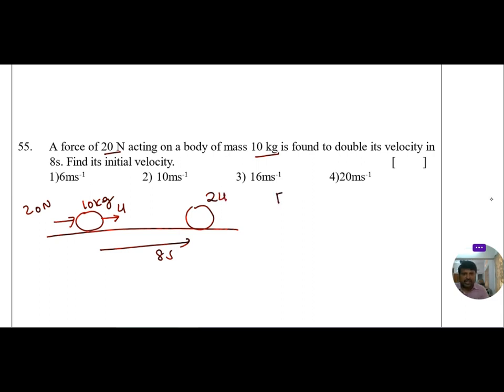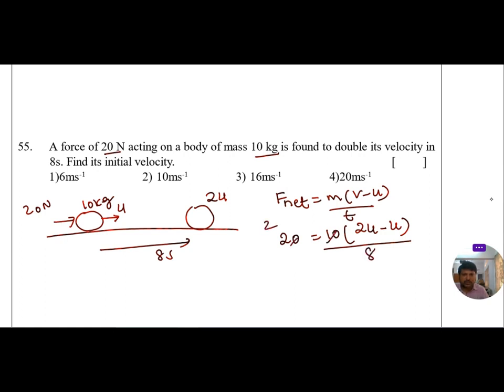So we know very well, according to Newton's second law of motion, F net equal to rate of change of momentum. We can write that as m of (v minus u) by t. Substitute here in the place of force 20 Newton, mass 10 kg, final velocity is 2u, initial velocity is u, time taken is 8 seconds. 10 1 10 2, so 2 into 8, that is equal to 16. 2u minus u, that is equal to 16 meter per second. So 55th, option 3 is the right answer.